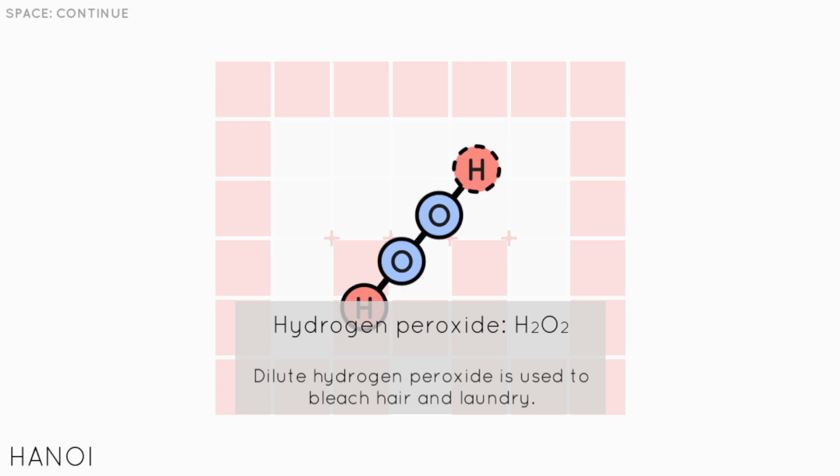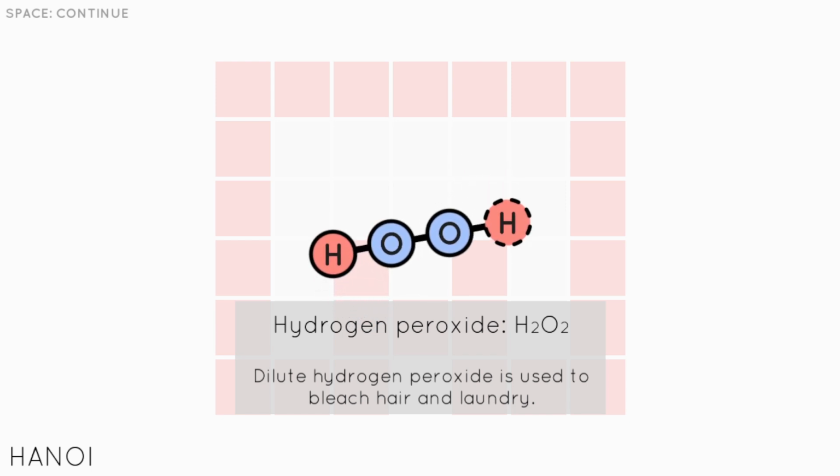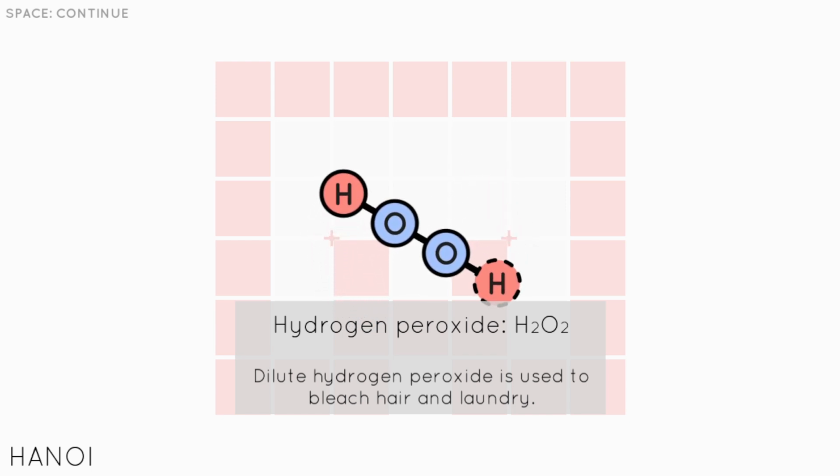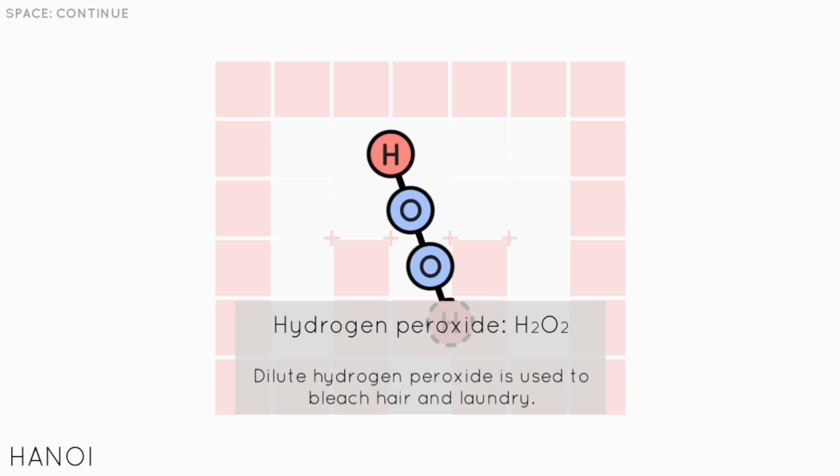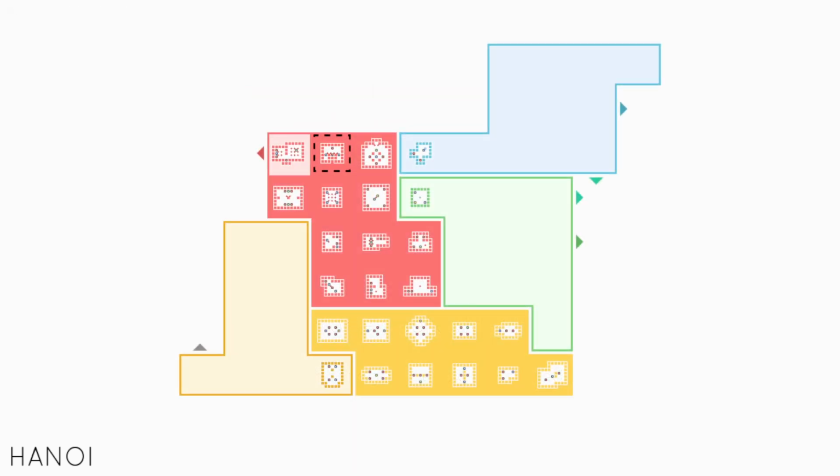Interesting. Hydrogen peroxide. Dilute hydrogen peroxide is used to bleach hair and laundry. I think it's the main compound in bleach as well. Actually, I have no idea though. Is it? I don't remember it being that. But alright. Trap.